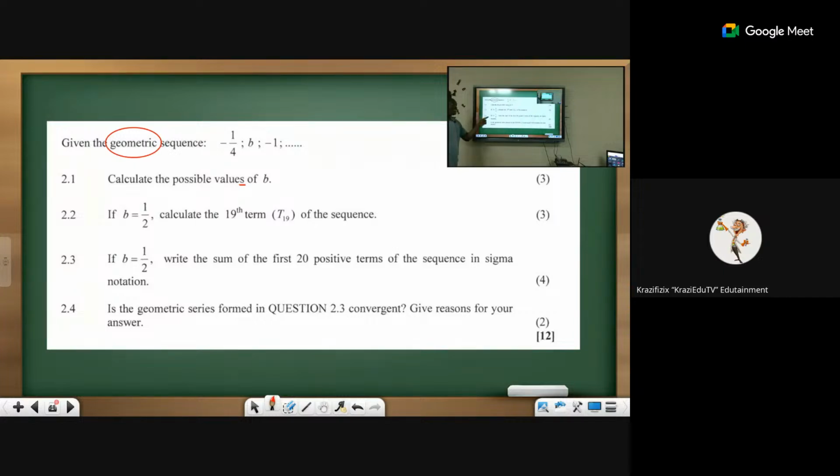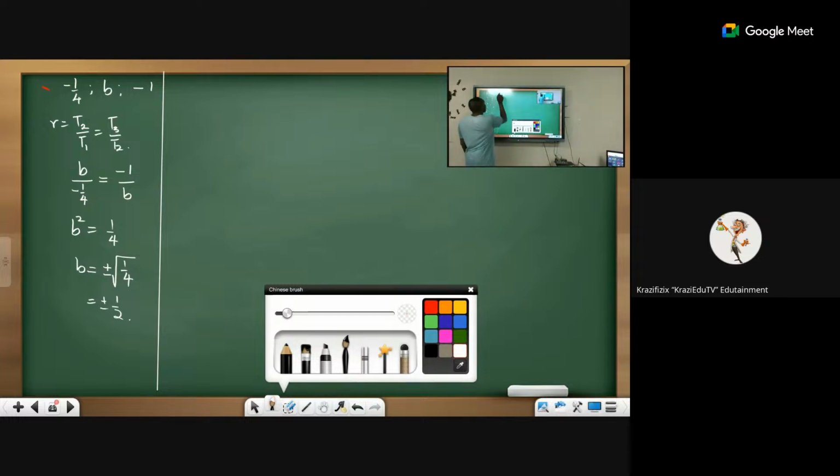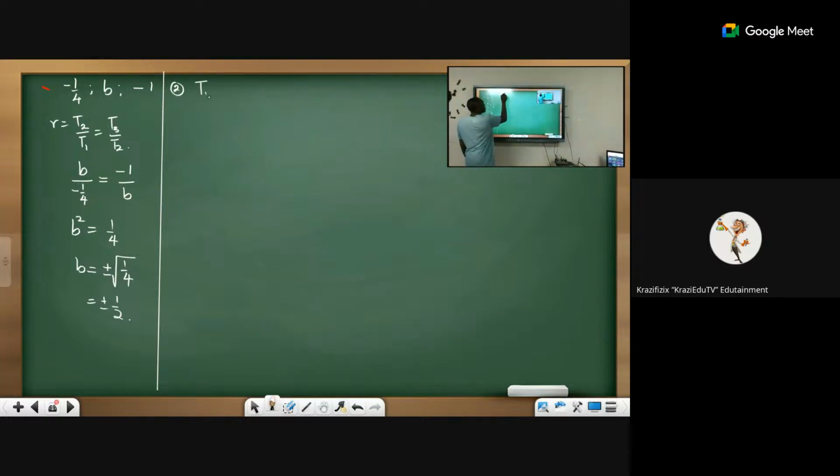They're saying if B is positive, find the 19th term of the sequence. Okay. How do we get T19? We know T19 should be equal to ar to the power 18. We can go there straight. What is our a? -1 over 4. What is our r? We are told that it's 1 over 2, to the power 18. Please use your calculator and let's get an answer. There, we're done there. Sweet, sweet maths.